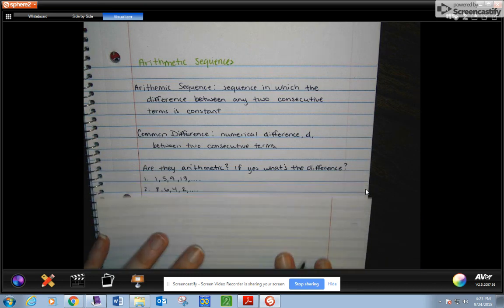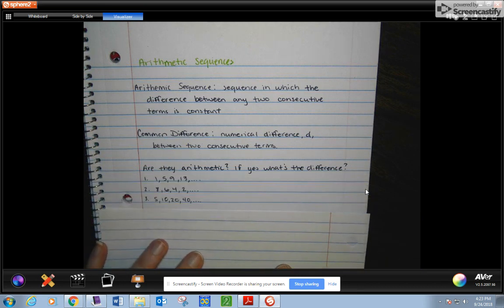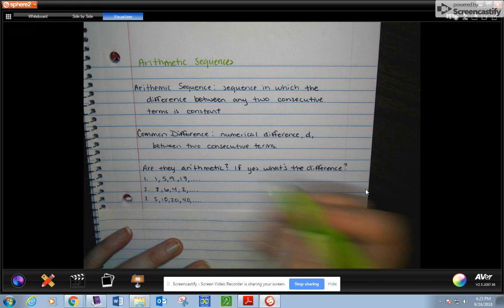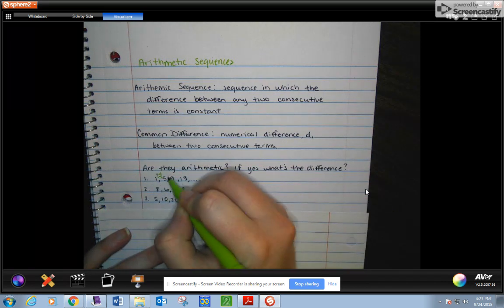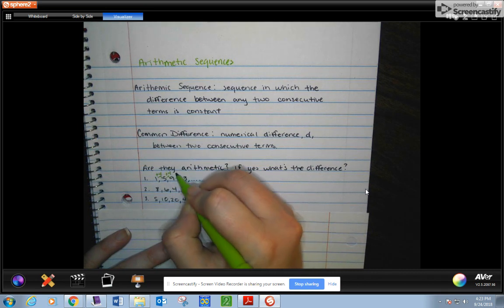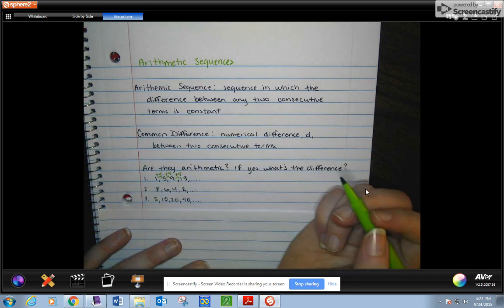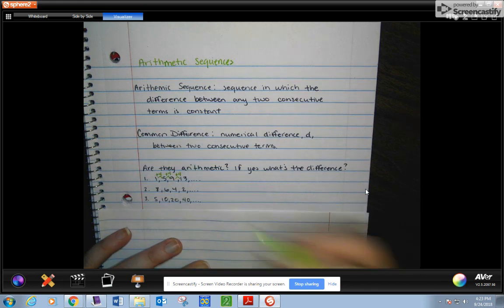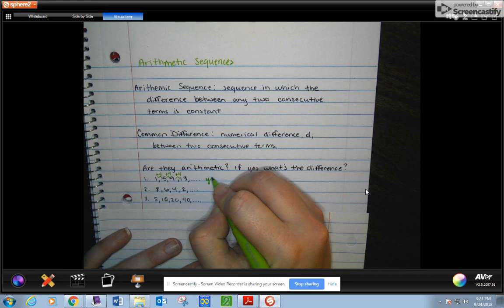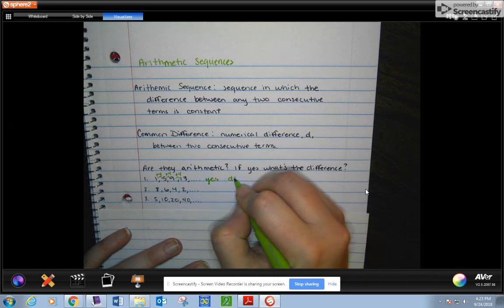So I went ahead and wrote down 3 problems. If you want to pause and write them down, you can. When you're trying to figure out if it's an arithmetic sequence, you're looking for the difference. From 1 to 5, we add 4. From 5 to 9, we add 4. And from 9 to 13, we add 4. Since we add 4 each time, this is a constant and a common difference. So yes, this is arithmetic, and the difference is 4.